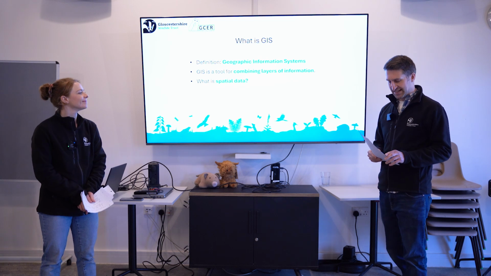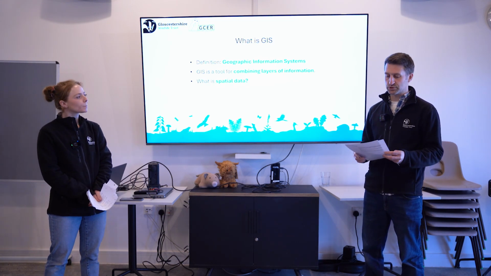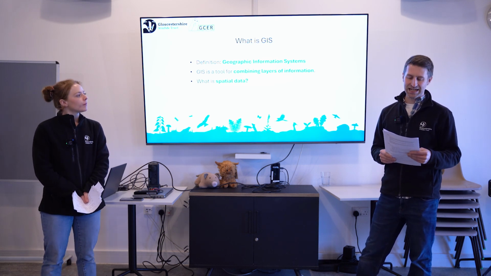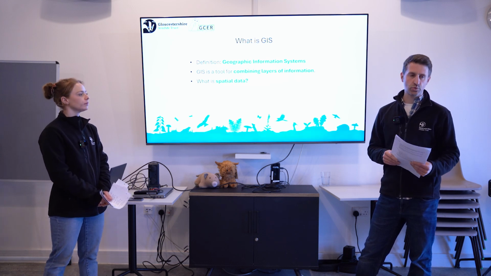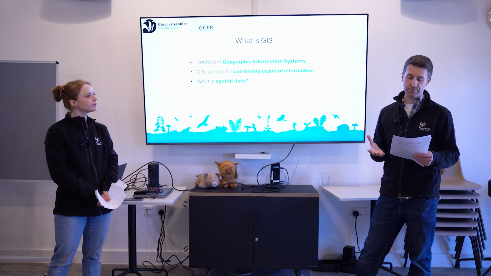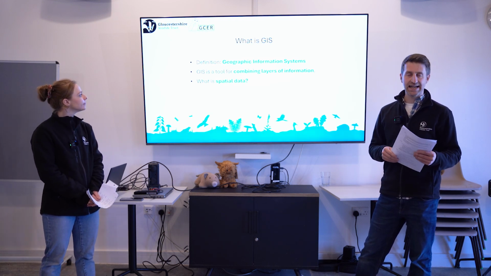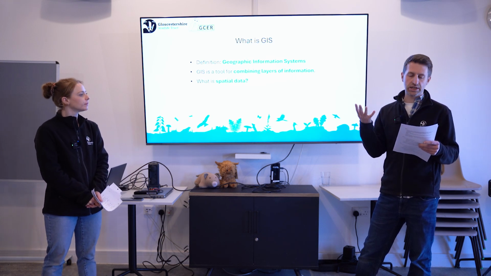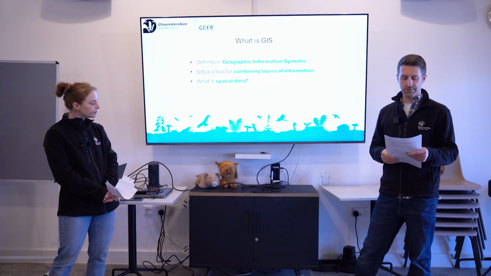So, what is GIS? Let's talk about that. So the definition, and we've talked about that already, it's Geographic Information Systems. It is a tool that combines layers of information so that we can gain a deeper understanding of relationships between species and habitats and spatial patterns within our environment. How do things relate to each other is what we're really interested in, so that we can use that and understand the patterns between those things for conservation purposes.